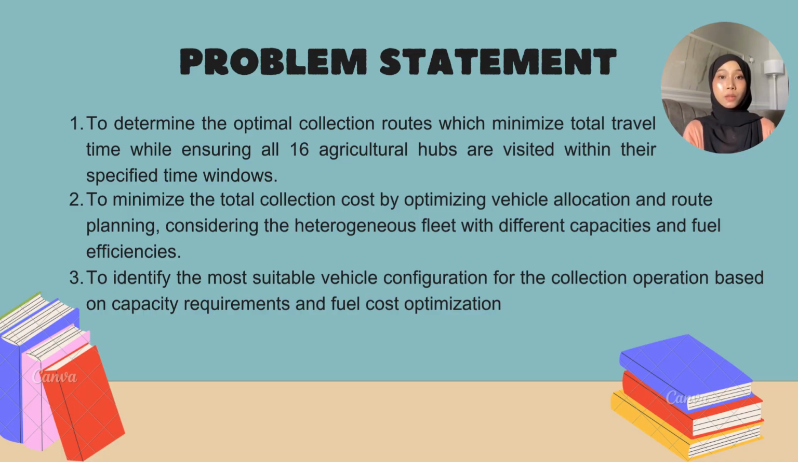Second, we need to minimize the total collection cost. To do this, we optimize vehicle allocation and route planning. Since we have different types of vehicles with different capacity and fuel efficiency, we must assign the right vehicle to the right route. Third, we want to identify the most suitable vehicle configuration. This means we need to determine which combination of vehicles works best based on capacity requirements and fuel cost optimization. These 3 problems are what we aim to solve in this project.